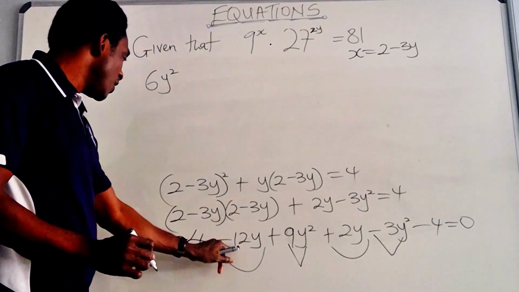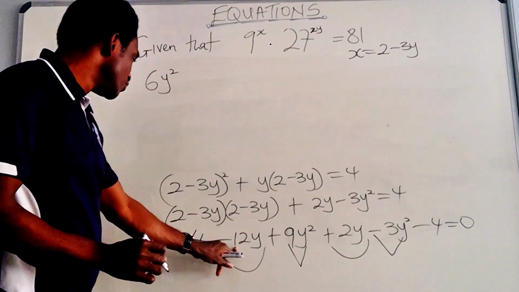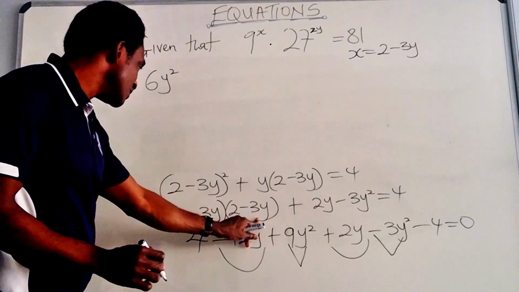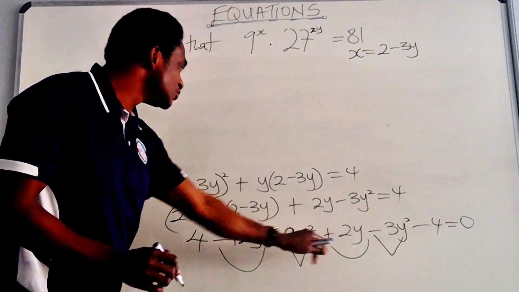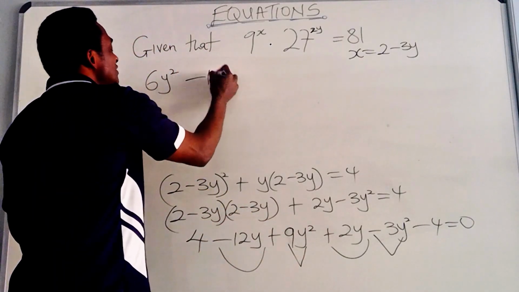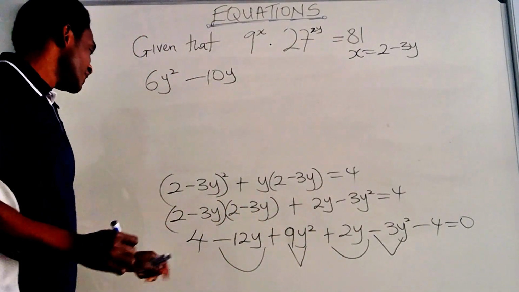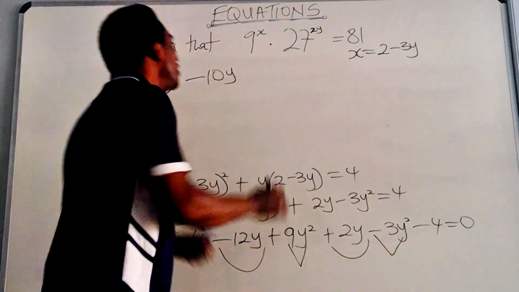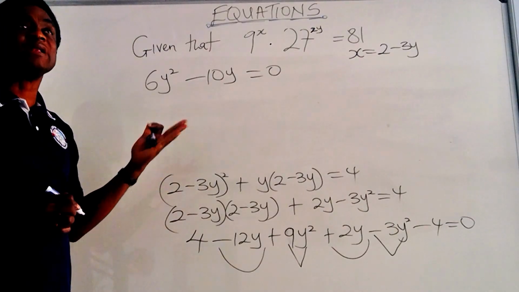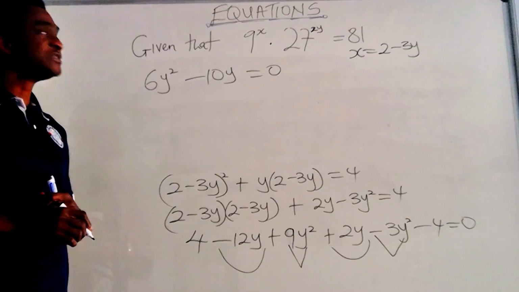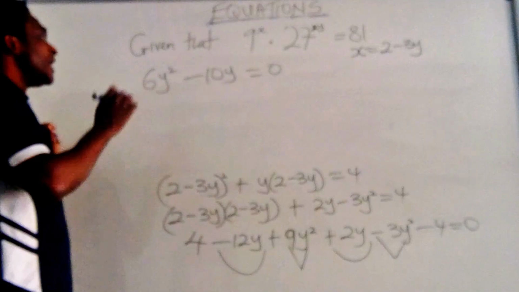So minus 6y minus 12y plus 2y will give us minus 10y. Then 4 minus 4 is 0. So this is the expression we ended up with. Now let's solve for y.